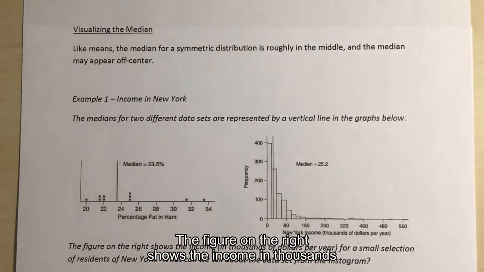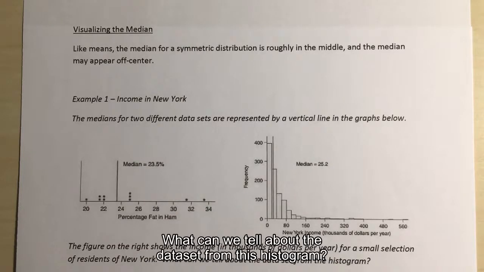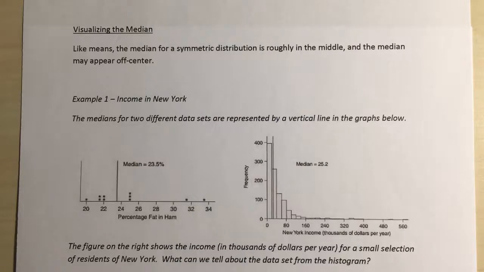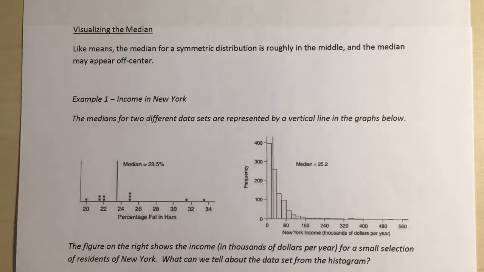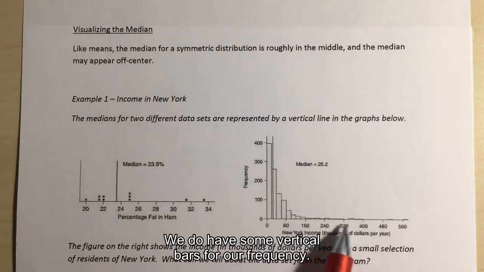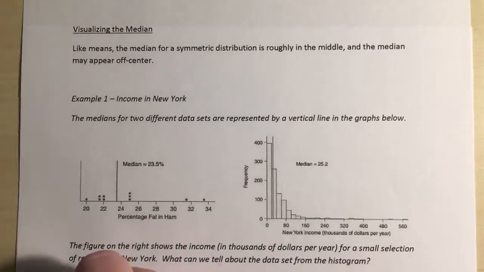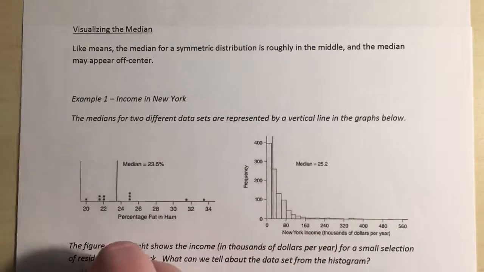So the figure on the right shows the income in thousands of dollars per year for a small selection of residents in New York. What can we tell about the data set from this histogram? Right. So we're just going to focus on this one here. In this case, it looks like we have a very tiny tail down here. We do have some vertical bars for our frequency. So we are going to start by saying it looks skewed right.